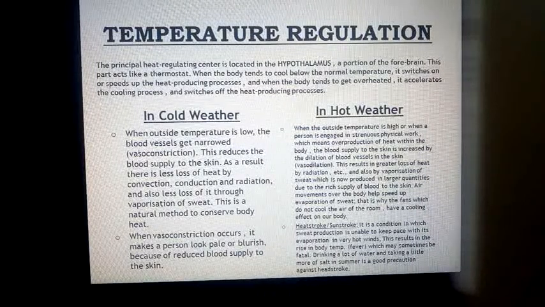It is a condition in which sweat production is unable to keep pace with its evaporation in very hot winds. This results in the rise in body temperature, which may sometimes be fatal also, that is causing death. Drinking a lot of water and taking a little more salt in summer is a good precaution against heat stroke.